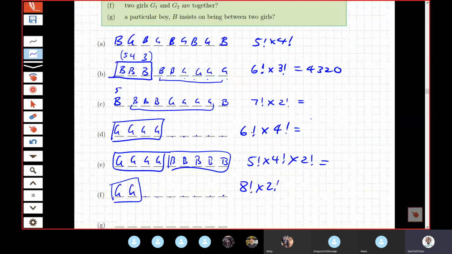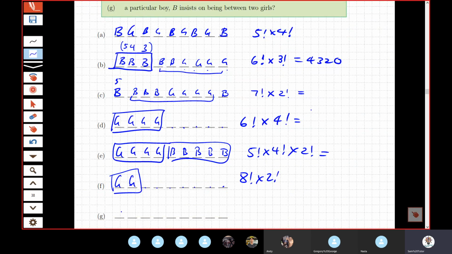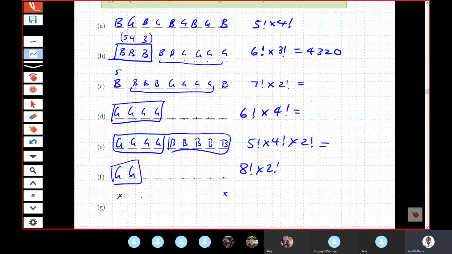And the last one, a particular boy insists on being between two girls. Alright. So that means the first one cannot be that boy. He can't be there, and he can't be there. So that boy cannot be there or there. Can't you make 1 unit GBG? Yeah, that's fair enough. GBG, and just have them as that 1 unit.